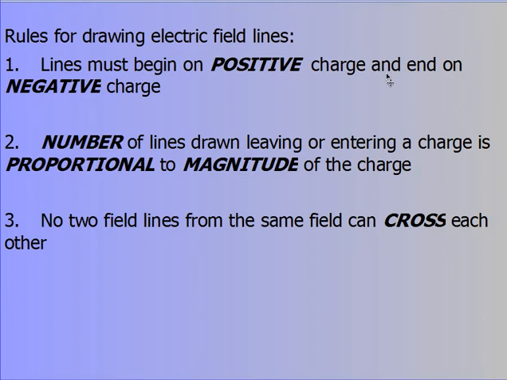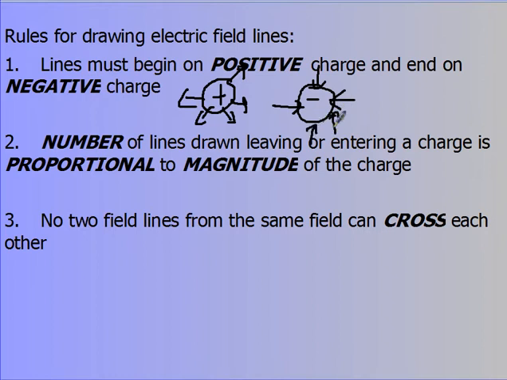Now, there are rules. This is physics. There are always rules. Electric field lines start on positive. So if you have a positive charge, they're always going to go out. Start on positive, end on negative. They always end on a negative charge.